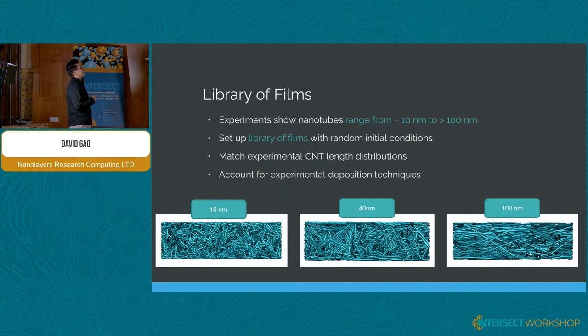So we've created quite a large library of these films. Experiments can show that they can fabricate devices using films composed of nanotubes anywhere from 10 to 100 nanometers. You can see in these images that 15 nanometer films look wildly different from 100 nanometer films, especially when you consider that the film is only 20 nanometers thick. So if you have nanotubes that are 100 nanometers long, they really are quite long. And we also do mixtures, because industrially, it's very difficult to make sure you only use one length of nanotube, and you can also control some favorable properties by having a distribution of lengths.